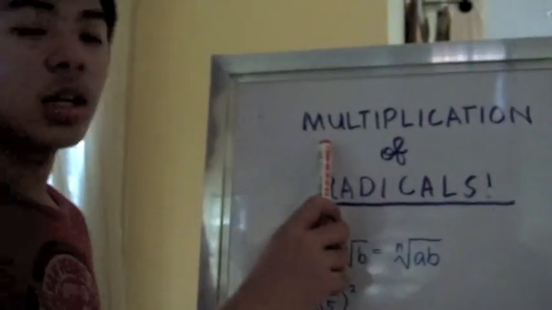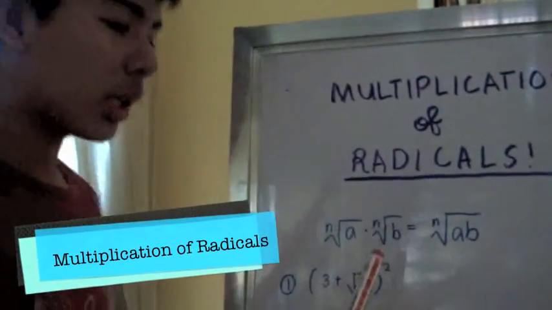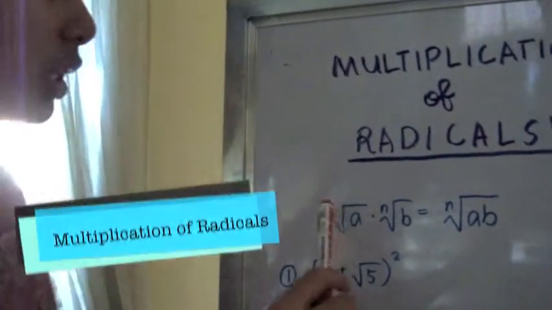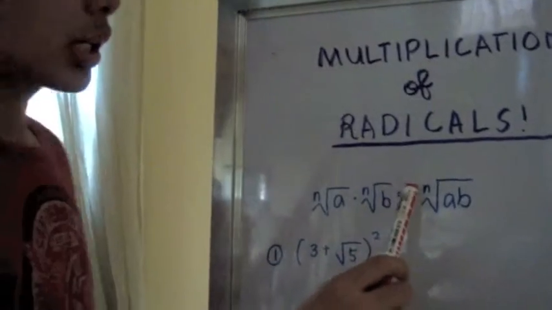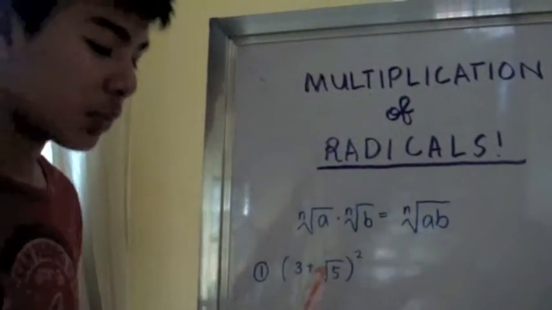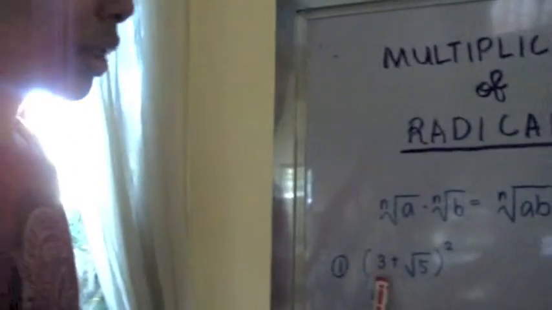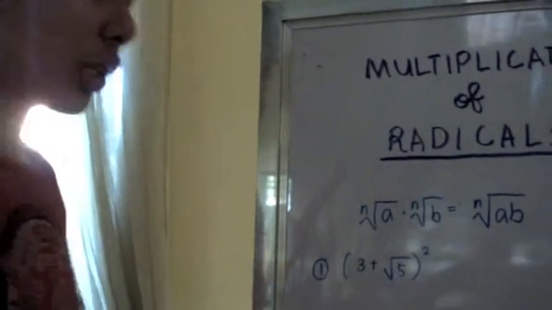Okay, now we're going to learn multiplication of radicals. This is the formula that we're going to use. Nth root of A times the nth root of B equals nth root of AB. The first example, we have 3 plus square root of 5 squared.